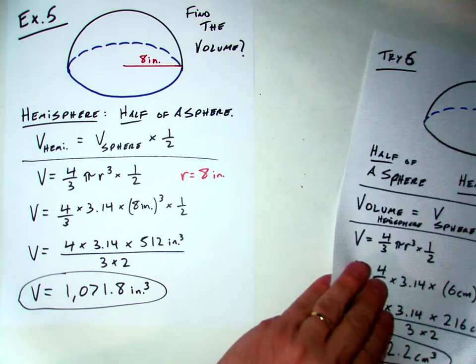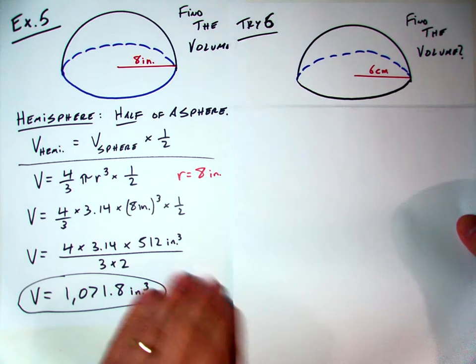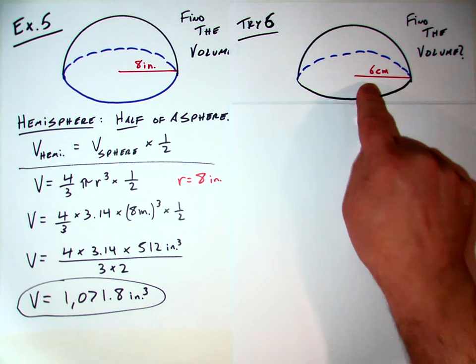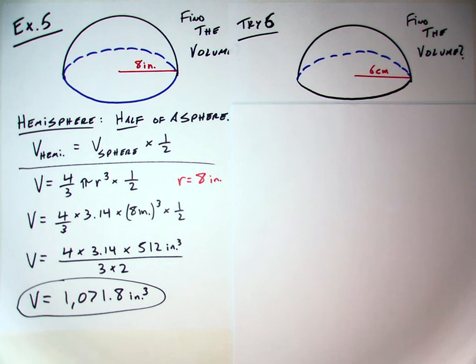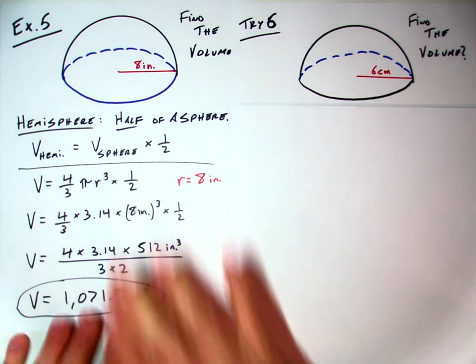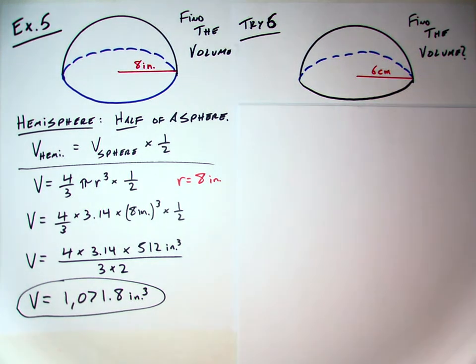Now I have a problem for you to do, the exact same concept, and this time the radius is 6 centimeters. So please pause the video. I'm going to leave this up. You can refer to this, and please find the volume of that hemisphere. Do that now.